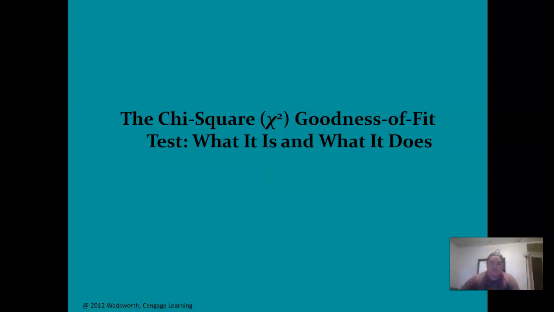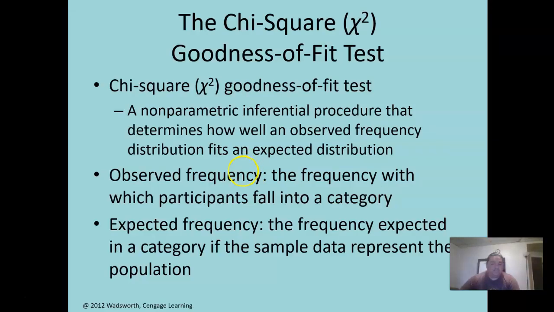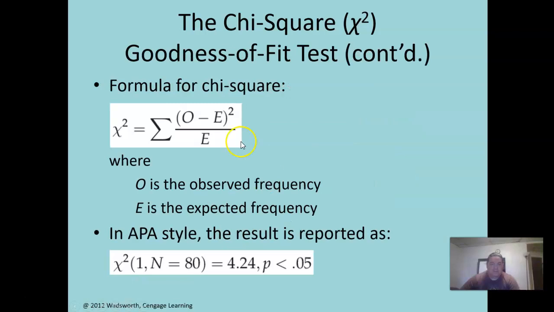Chi-square goodness of fit test, what it is and what it does. The chi-square goodness of fit test is a non-parametric inferential procedure that determines how well an observed frequency distribution fits an expected distribution. Observed frequency is the frequency with which participants fall into a category; expected frequency is the frequency expected in a category if the sample data represent the population.